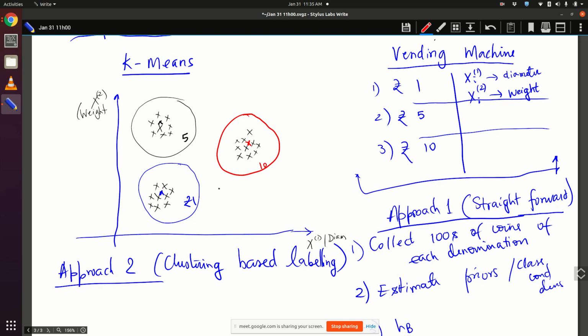So is the difference clear? I have not told you how to do this grouping, but other than that, is the difference clear in the two approaches? Yes, sir.